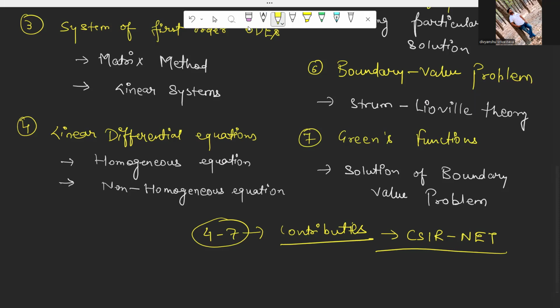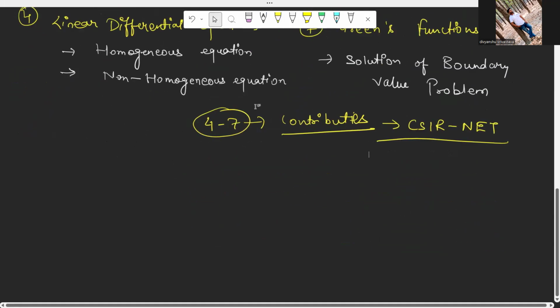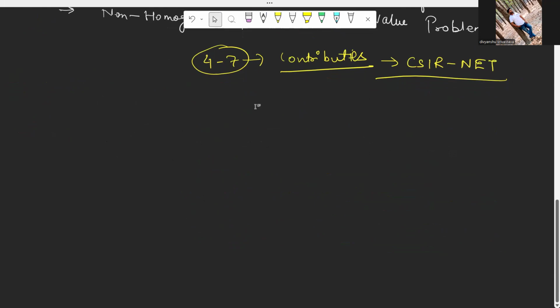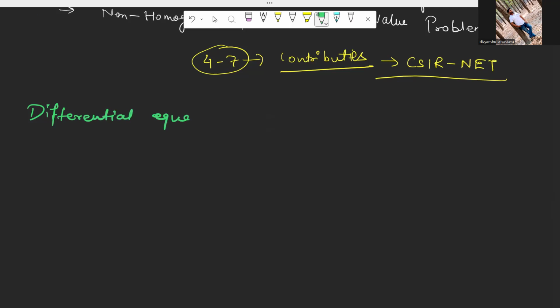Let me recall for you the basic definition of a differential equation. A differential equation is an equation involving derivatives of one or more dependent variables with respect to one or more independent variables. It is called a differential equation.